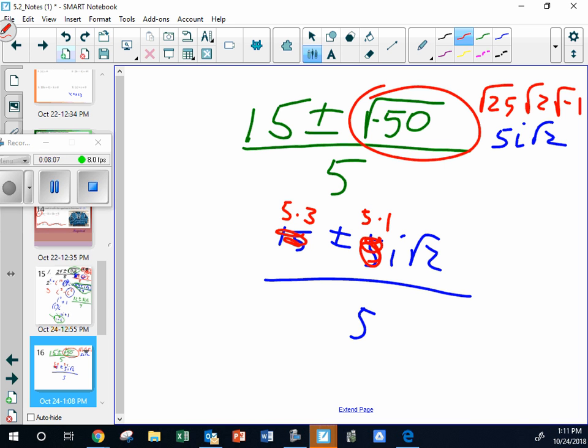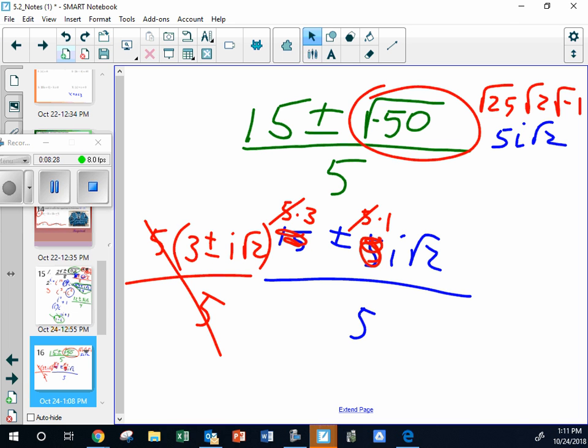Do you have to do that little step? No, but if you have trouble factoring, I think it would help. All of you could make little multiply problems. Then when you pull out the 5s, you see how you know what's left? 3 plus 1i, which is the same as i root 2, all over 5. 5s cancel. There's your final answer: 3 plus and minus i root 2. Raise your hand if you had that one right. Awesome. Okay, we're getting closer.